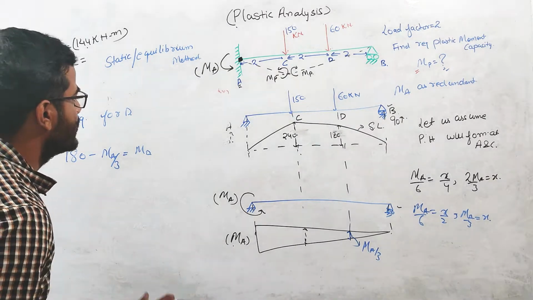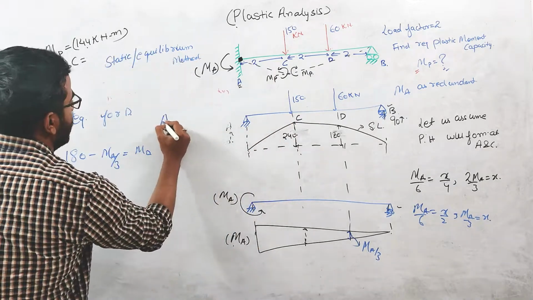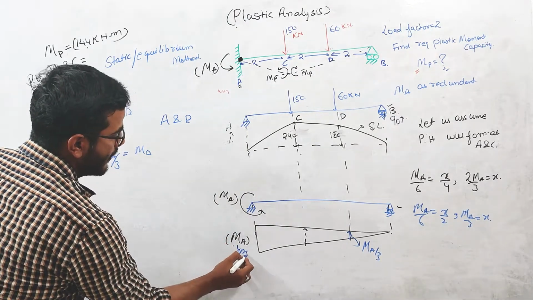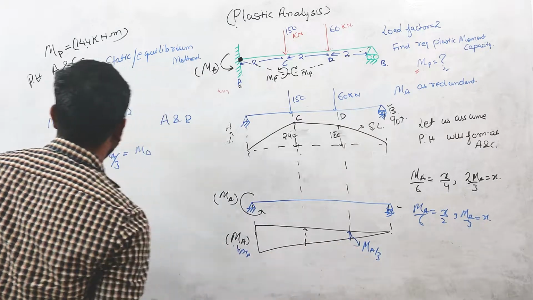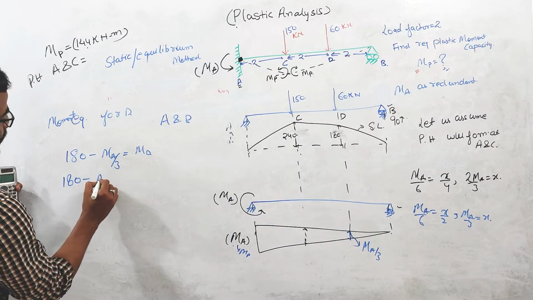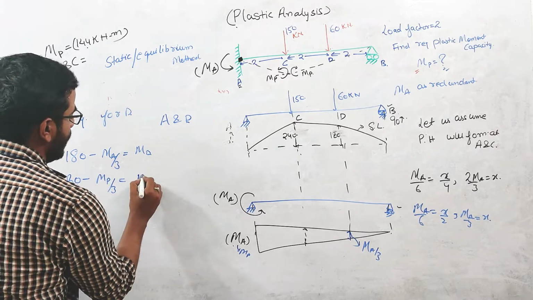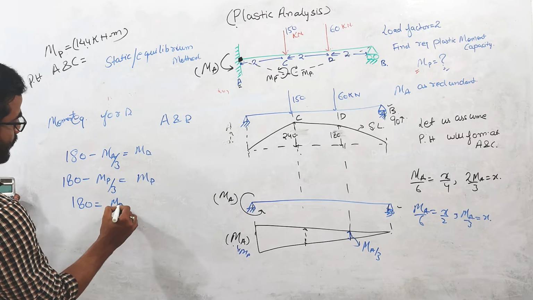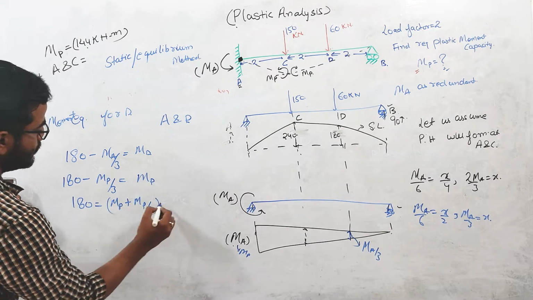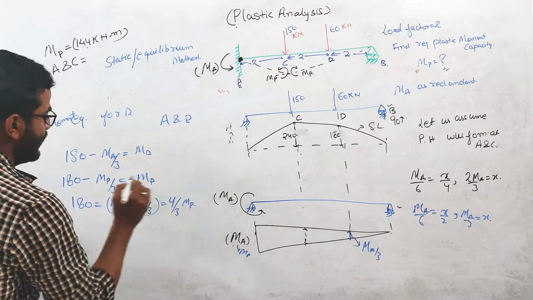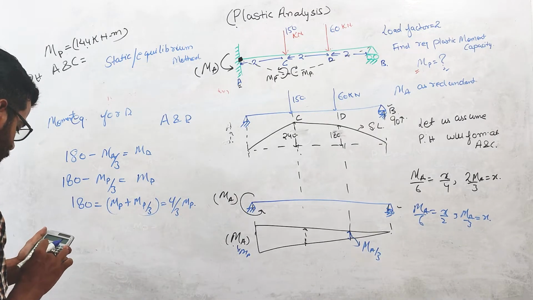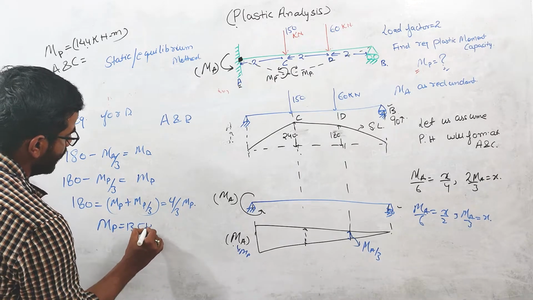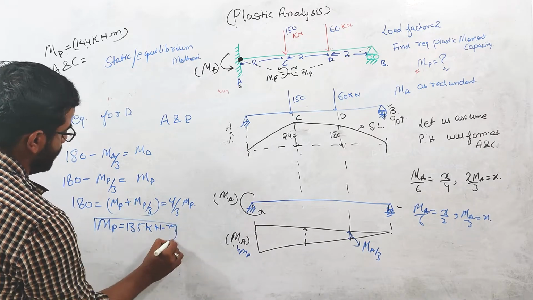So for the collapse, the plastic hinge will form at A and D. So when the plastic hinges are formed at A and D, moment at A will be MP. So this will be MP by 3, right? So I can replace this MA by MP and this MD will be equal to MP because plastic hinges are formed at A and D. So again, if you solve this equation, this will be 4/3 MP. So the value comes out to be MP equals 135 kilonewton meter, right?